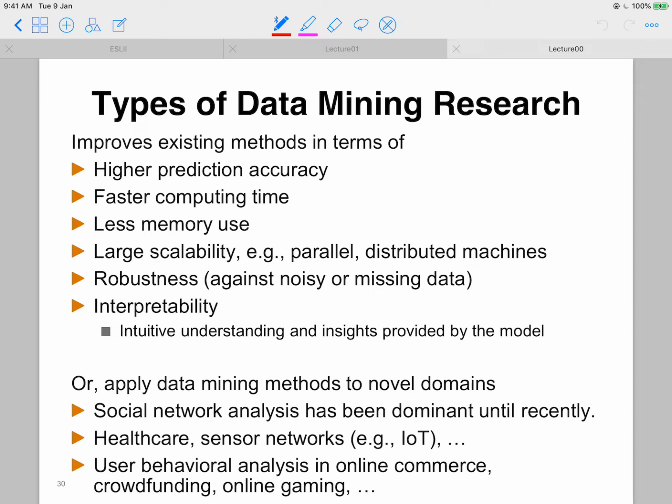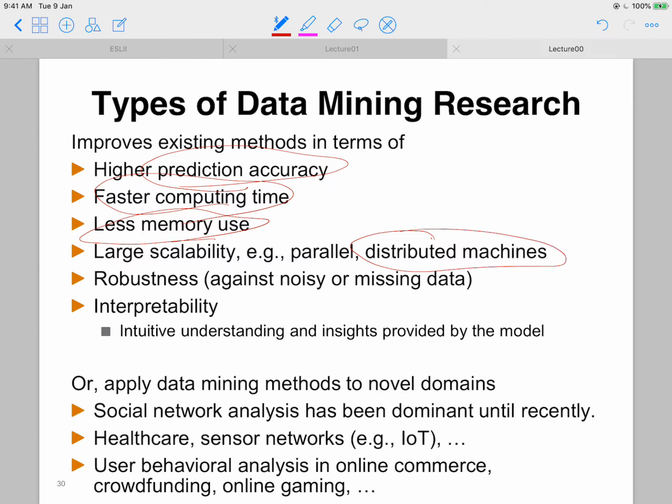And these are the types of data mining research, although they look quite obvious, but let me briefly mention a few things. So typically, in the case of supervised learning, we go for this higher prediction accuracy, but also faster computing time, and also this less memory is sometimes a critical or important concern.